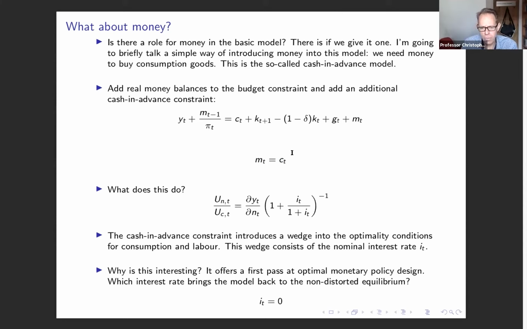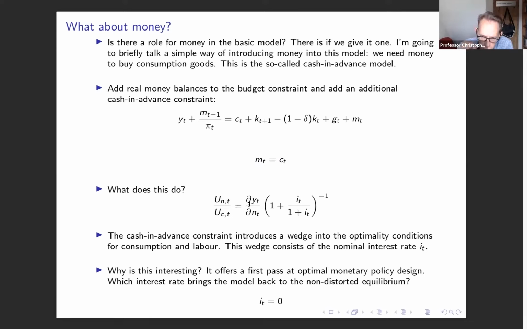So why does this matter? What does this do? What we have down here is an optimality condition. In the RBC model that I showed you before, this term, the marginal utility of labor divided by the marginal utility of consumption, would simply be equal to the real wage, the marginal product of labor. This gives you the optimality condition in a model without money or without the cash in advance constraint.